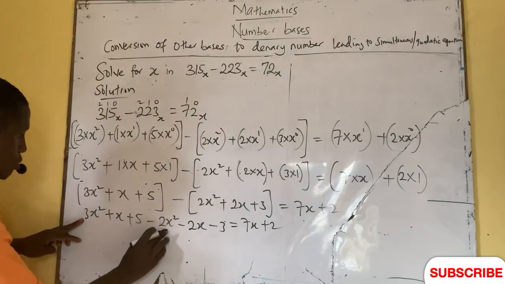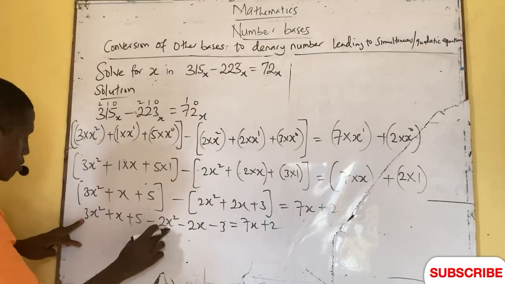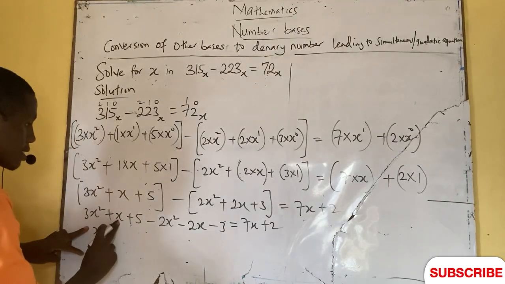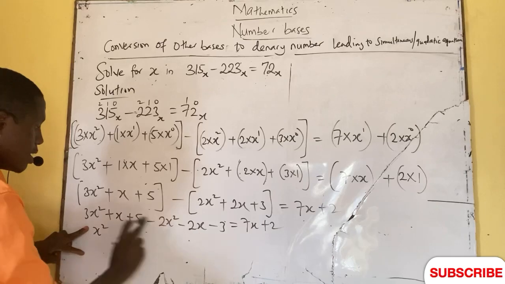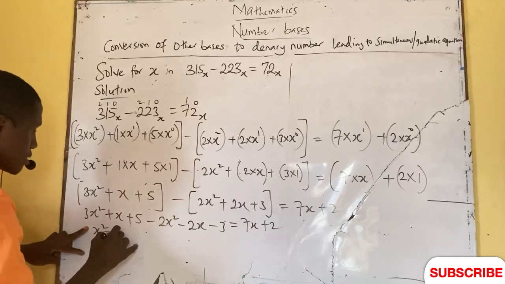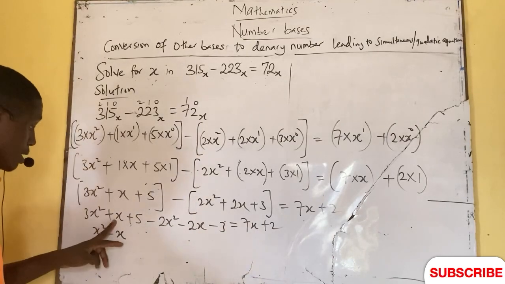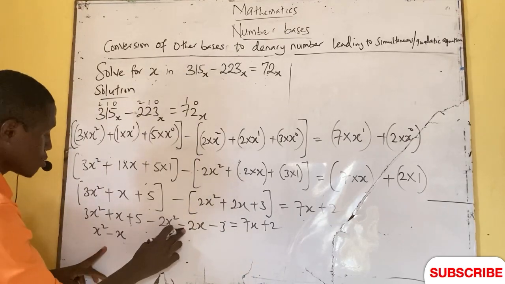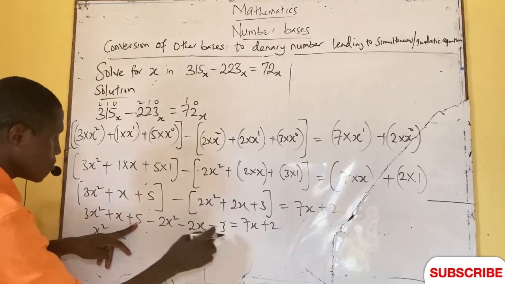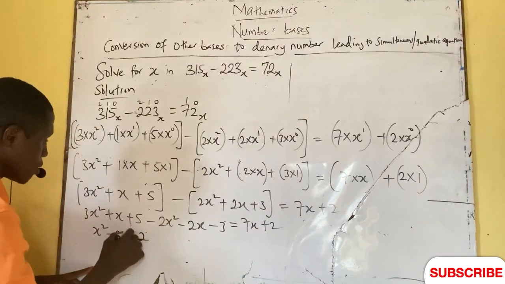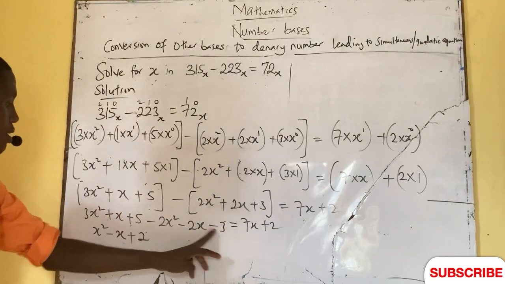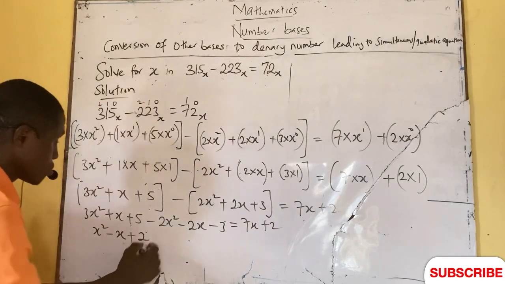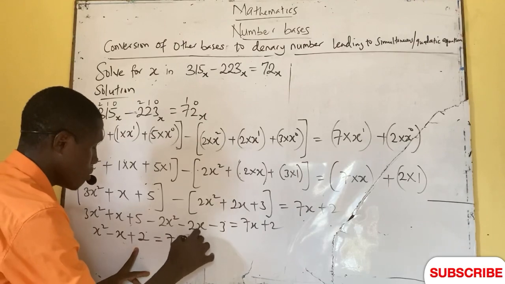3x squared minus 2x squared. Please look at it. 3x squared minus 2x squared is going to give you what? 1x squared. x minus 2x. x minus 2x is going to be minus x. That is x squared, look at x minus 2x, minus x. Then plus 5 minus 3 give you what? Plus 2. 5 minus 3 is going to give you 2. So it's same as plus 2. Which is equal to 7x plus 2.